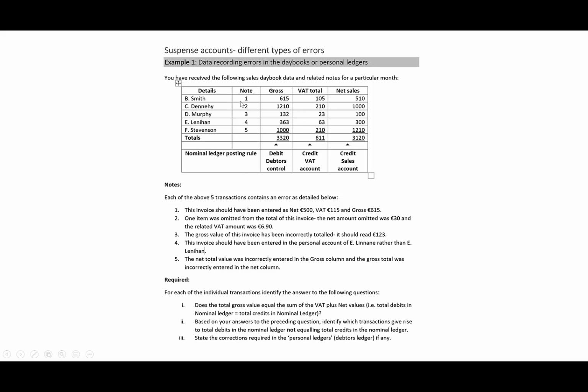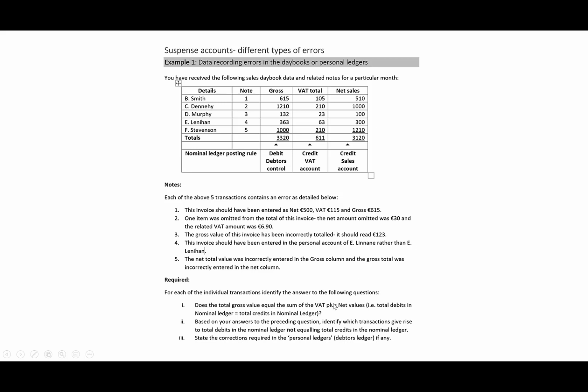So the first one there, B. Smith, 615, 105 and 510. So this invoice should have been entered as 500 net, VAT of 115 and gross of 615. Okay, so we entered 510 net and 105 VAT. Now, first question, does the total gross value equal the sum of the VAT plus net? Well, gross is 615, this plus this equals 615.